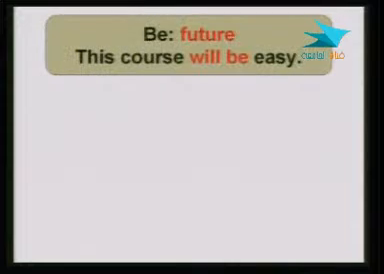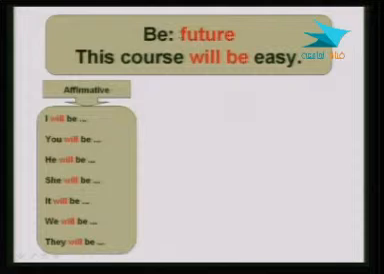Now we move to another topic using the verb be, and it is when talking about the future. When we talk about future, it means مستقبل, when we talk about the future, okay. For example: this course will be easy. This is just an example. I'm giving you an example. So when we say this course will be easy, notice will means it will be easy. This course, or this subject, will be easy.